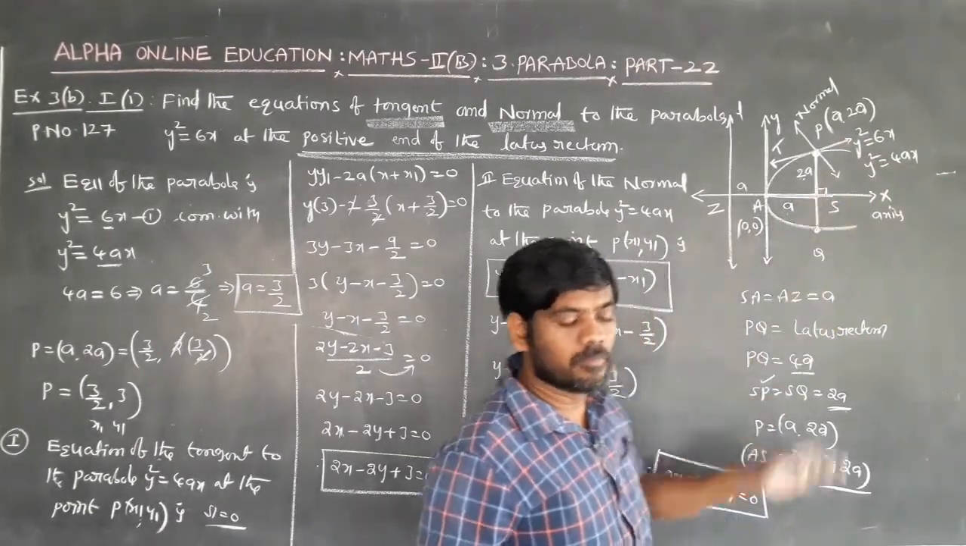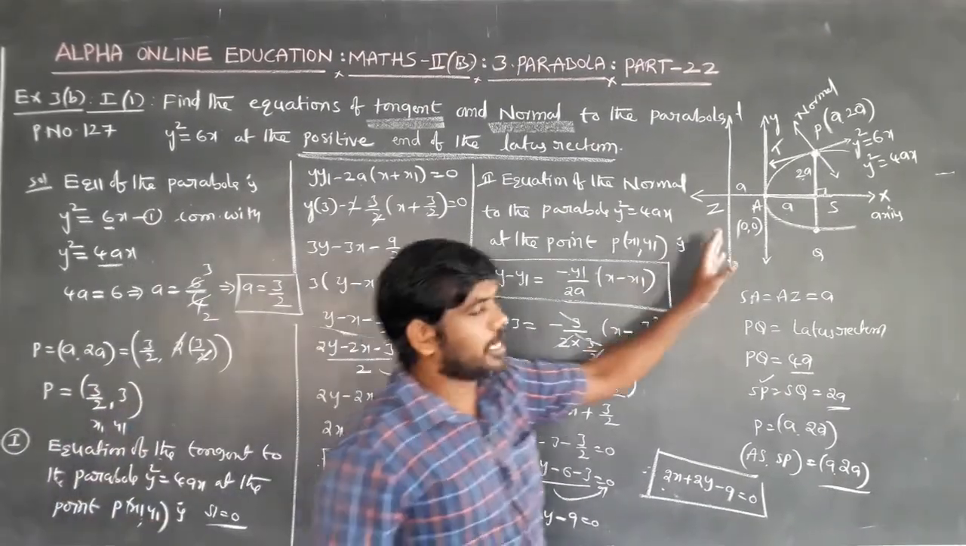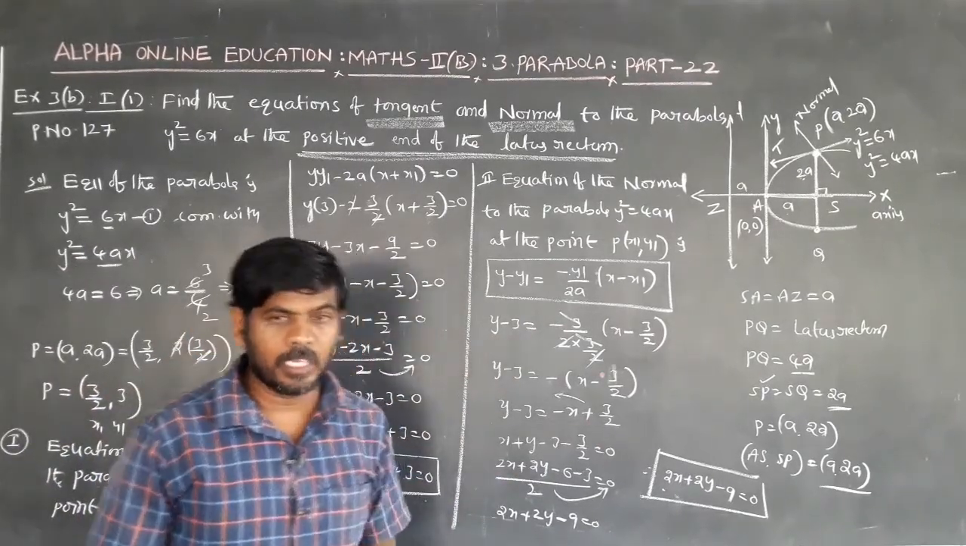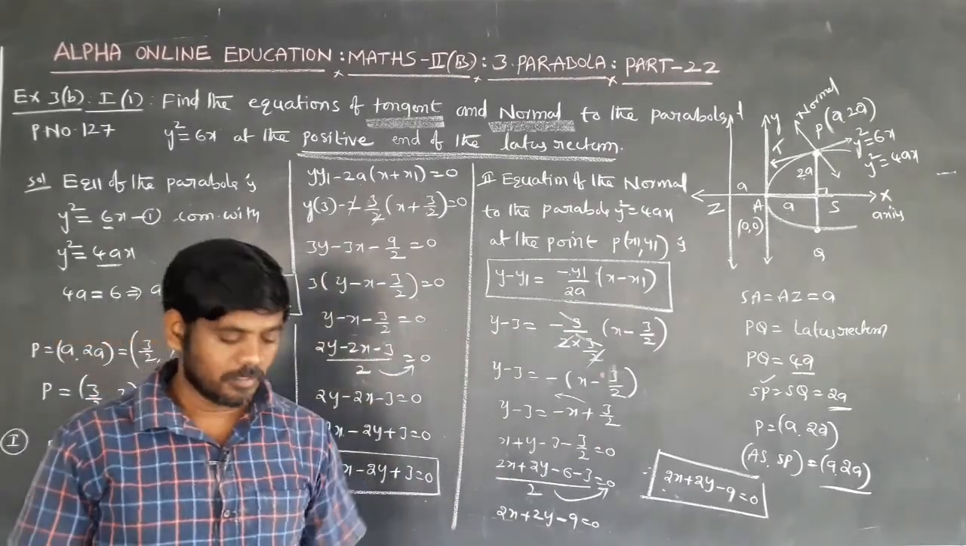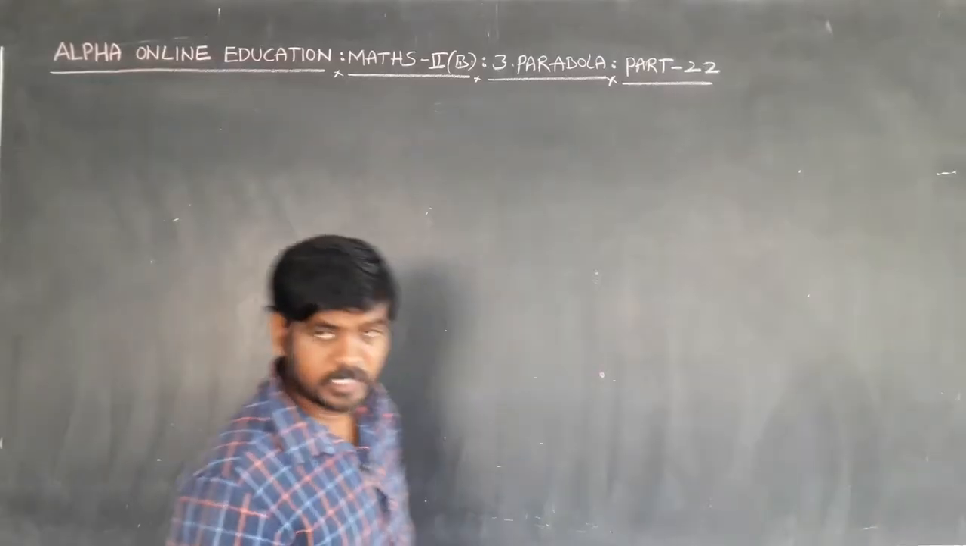This is the most important problem. First of all, find the point and find the equation of the tangent and the equation of the normal. This is the process. This is the most important problem.